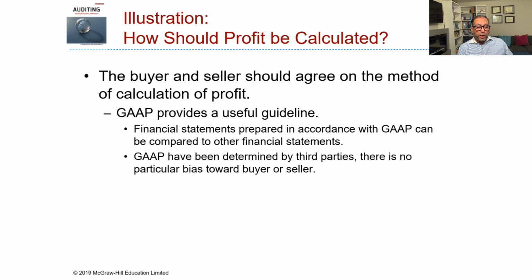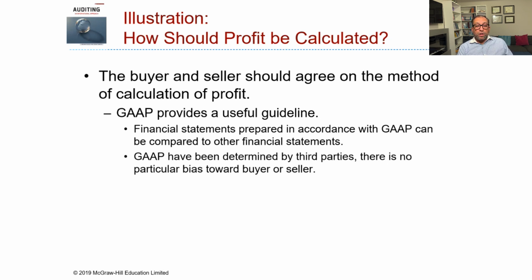The buyer and the seller should agree on the method of calculation of profit. And definitely every one of us, when dealing with accounting or measuring the income of any business, follows the generally accepted accounting principles. We call it GAAP. GAAP provides useful guidelines on how to prepare a financial statement, what things we're going to add into the assets, what things we're going to add into the liabilities, what deductions, and all these details.